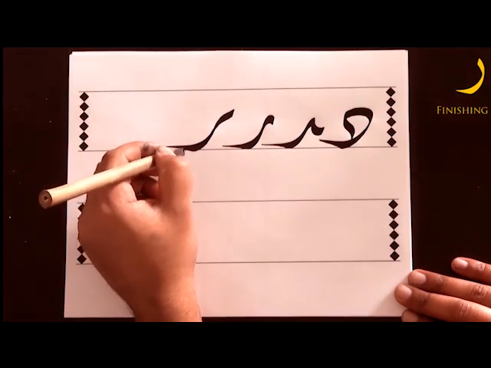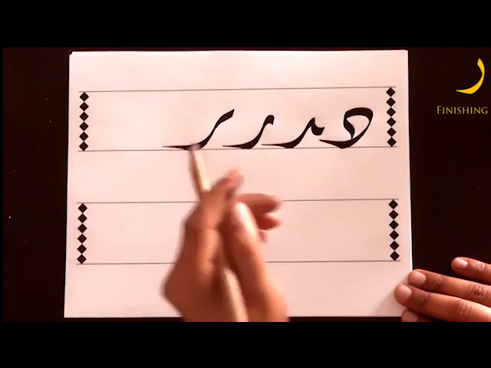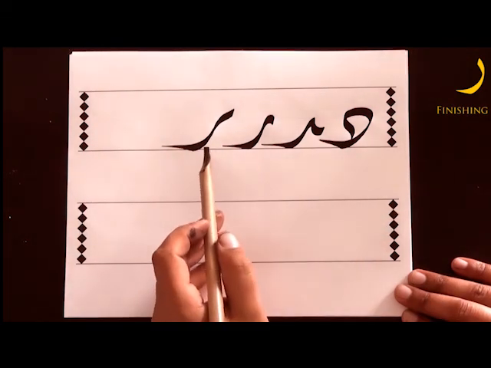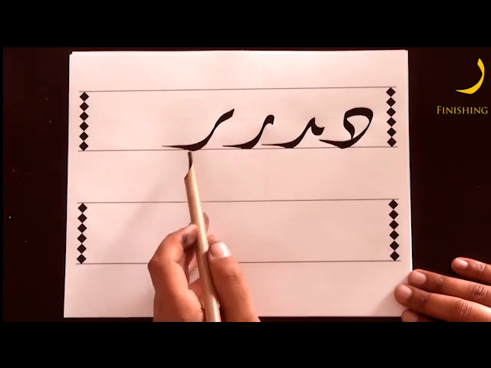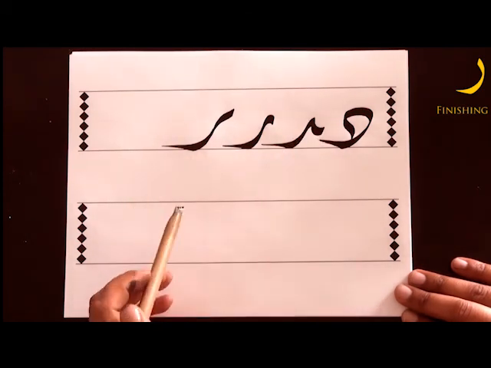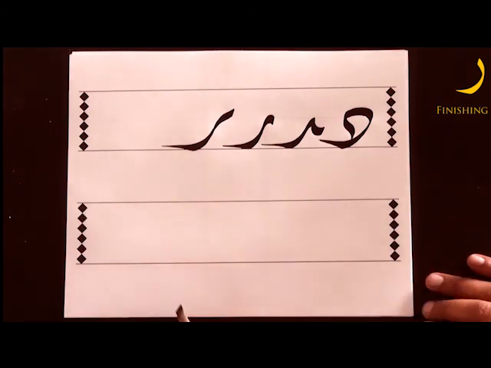Now the big question here is, how do I differ between finishing letter ra and finishing letter dal? So the dal has a bevel before it dips down, whereas the ra dips down without a bevel.